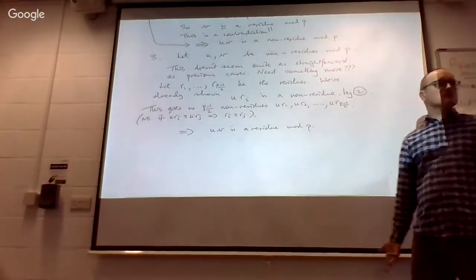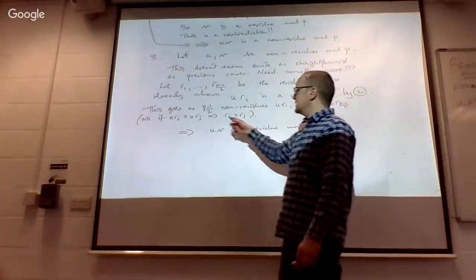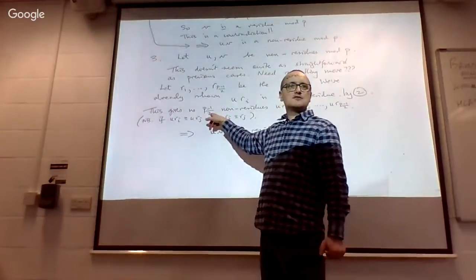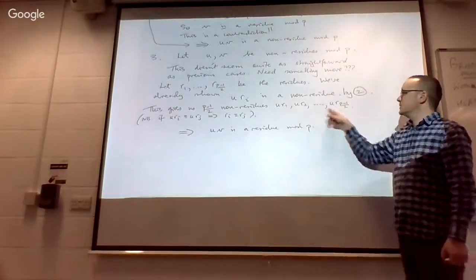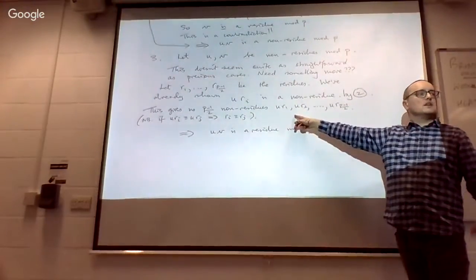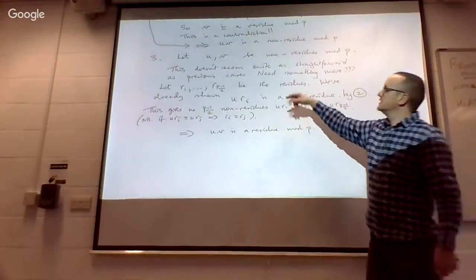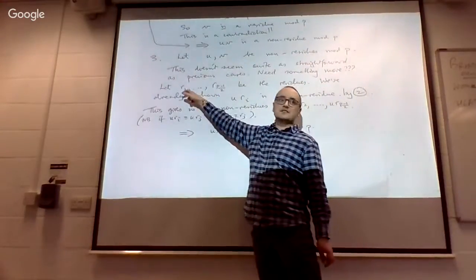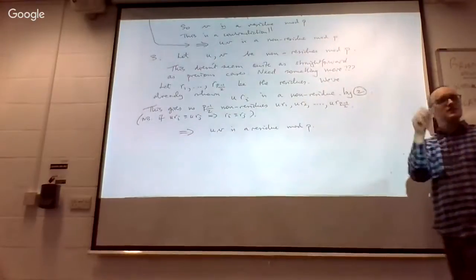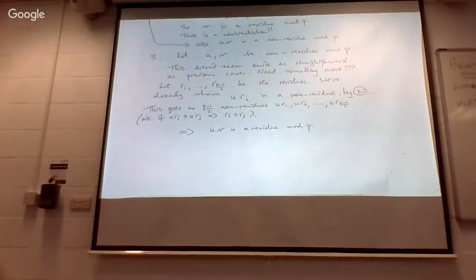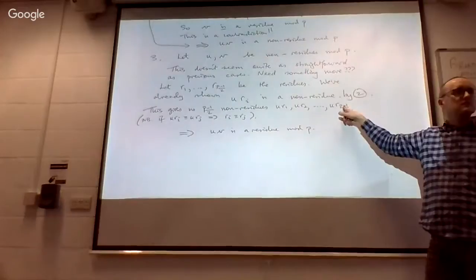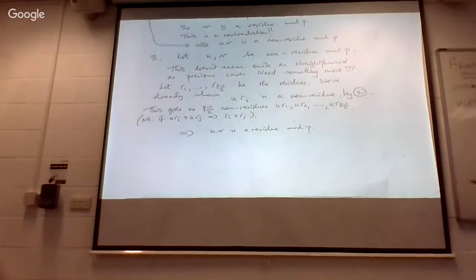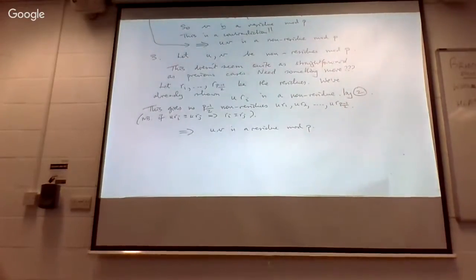But how many non-residues are there? We know there are exactly (p-1)/2 non-residues. So we've used them all up. We've accounted for them all with these products. So U times V is a non-residue. So V is not one of these things. So U times V must be another kind of element. Slots for all the non-residues are already occupied with these products. U times V has to be something else. We've run out of room.